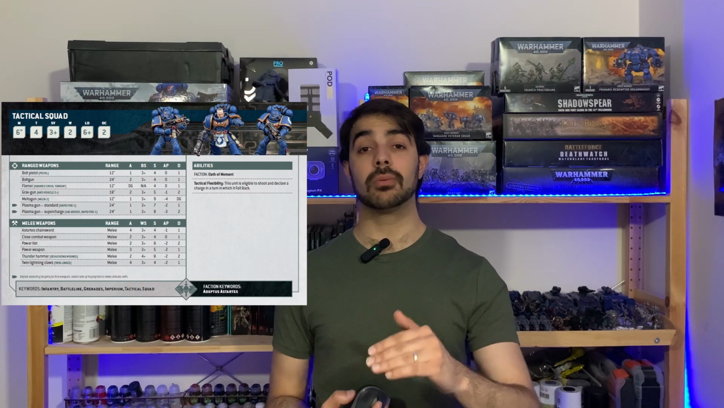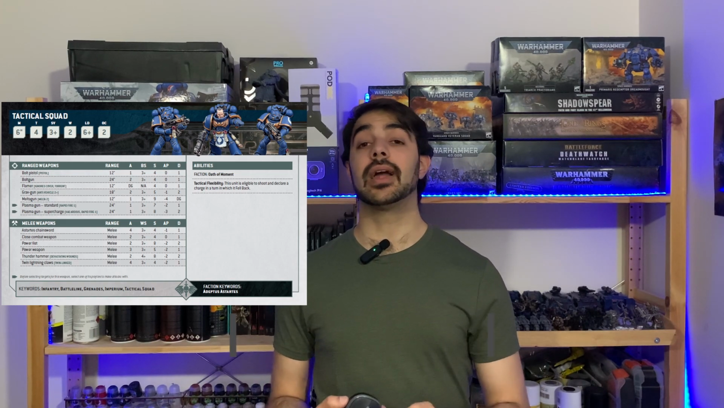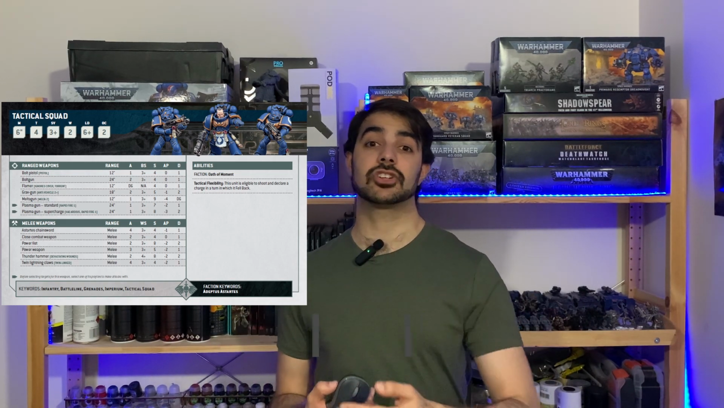Now, when you look at the bottom of the front of your datasheet, you'll find both the generic keywords and your faction keywords.